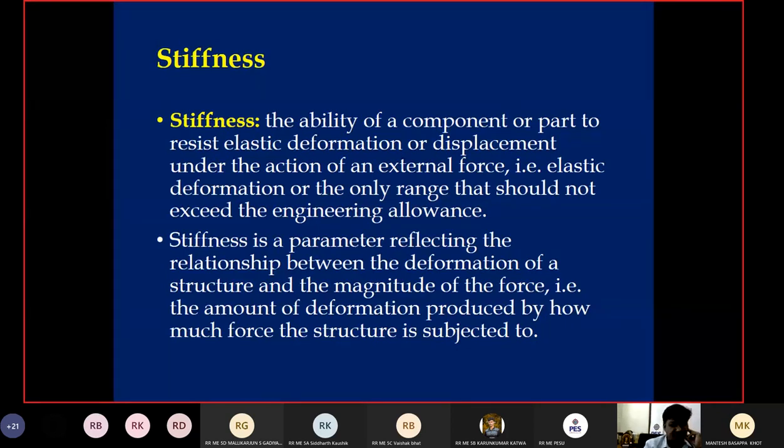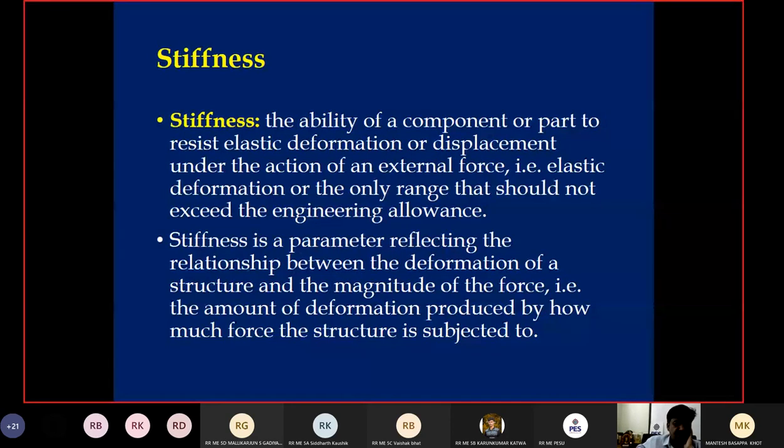The second parameter is the stiffness. Most importantly, stiffness is the ability of a component, or a part of a component or system itself, to resist elastic deformation or displacement. Here, we need to highlight that the system has to be elastic. So this definition is applicable only within the elastic limit, under the action of external force. Elastic deformations are the only range that should not exceed the engineering allowances. So the very important thing about stiffness is that the displacement or deformation applied has to be within the elastic limit.